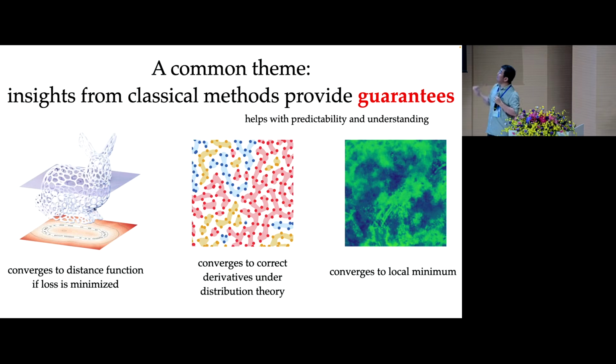A common thing in our work is that there are these insights from classical methods that give you a guarantee. Like in the SDF case, we have this convergence guarantee, and in the derivative case, we show that it matches the theorem of distribution theory, or Reynolds transport theorem. And then on the right, it is a special case of preconditioned gradient descent.